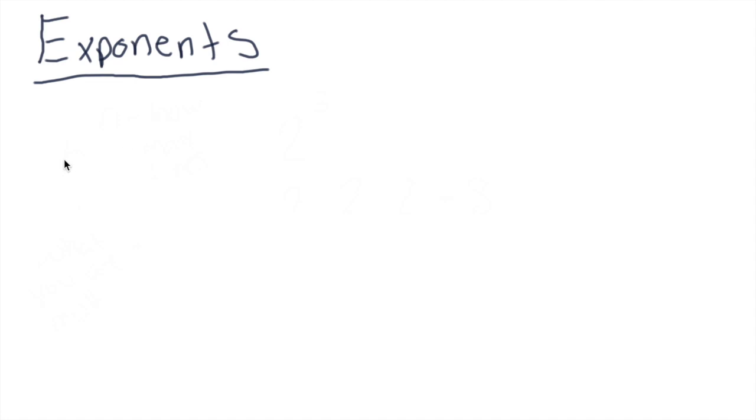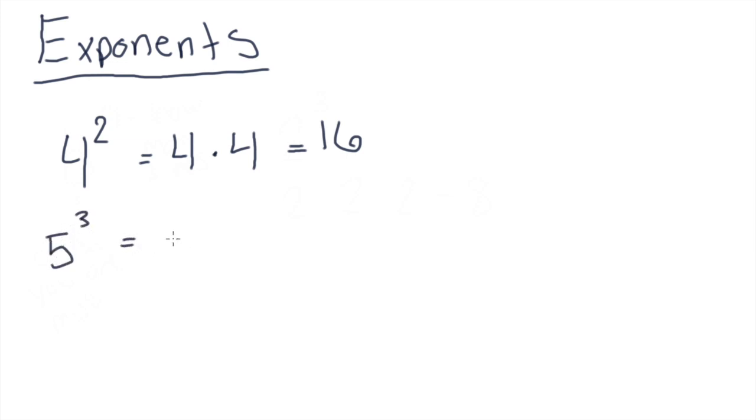If I have the function 4 to the power of 2, what would that be equal to? That would just be equal to 4 times 4, because we have a base of 4 and we're multiplying it 2 times, which gives us an answer of 16. What if I had 5 to the power of 3? That would be 5 times 5 times 5, which would be 5 times itself 3 times, like the exponent says, which would give us an answer of 125.